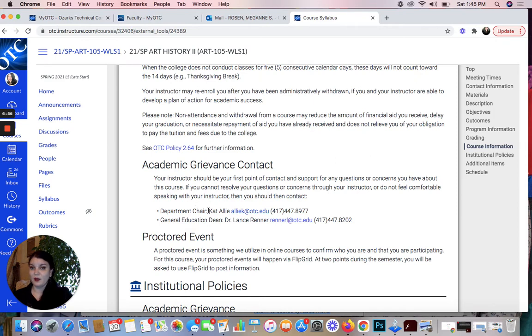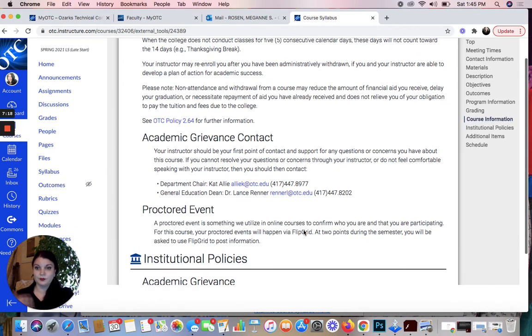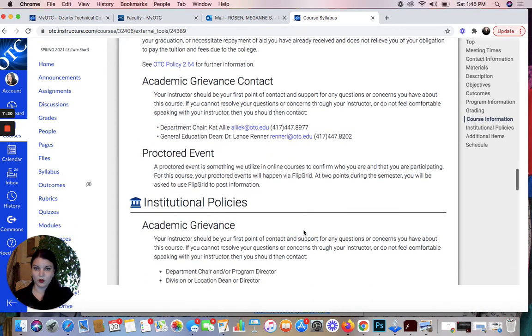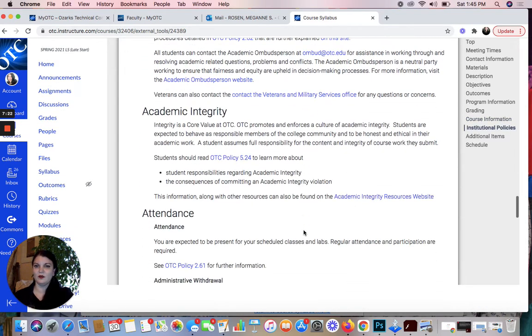She's the chair of the department that this class fits within at OTC. And then if that doesn't work, her supervisor is our general education dean, and his name is Dr. Lance Renner, and his contact information is here too. So we want to be really transparent and let you know that if there's a problem, we can solve it. There's a way to figure that out.